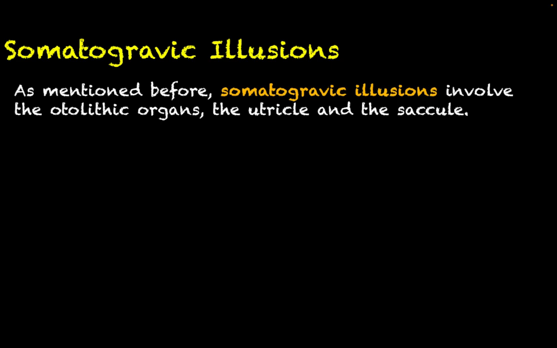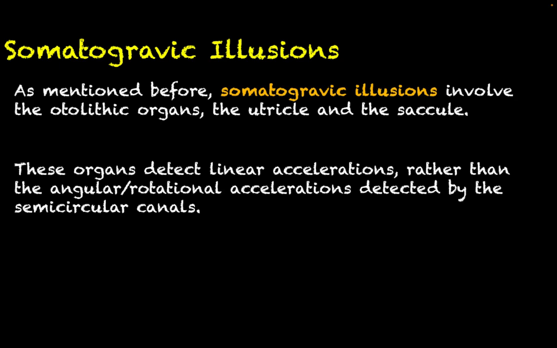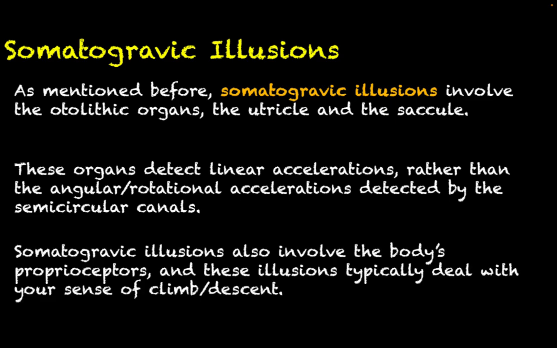So let's talk about the somatogravic illusions now. These are going to be the ones that involve the otolithic organs, the utricle and the saccule. And because these organs detect linear accelerations rather than the angular or rotational accelerations detected by the semicircular canals, the nature of these illusions is going to be a little bit different. It's not going to be so much about rotation and banking. Somatogravic illusions also involve the body's proprioceptors, and these illusions typically deal with your sense of climb or descent. So again, not really a case of spin or roll or banking, more of linear acceleration.